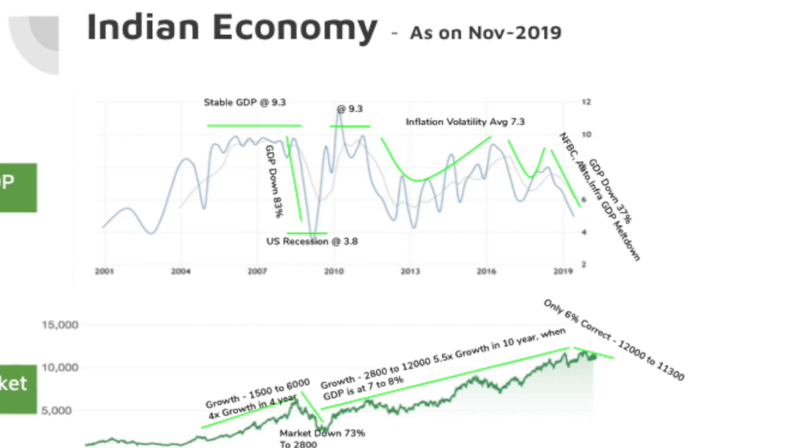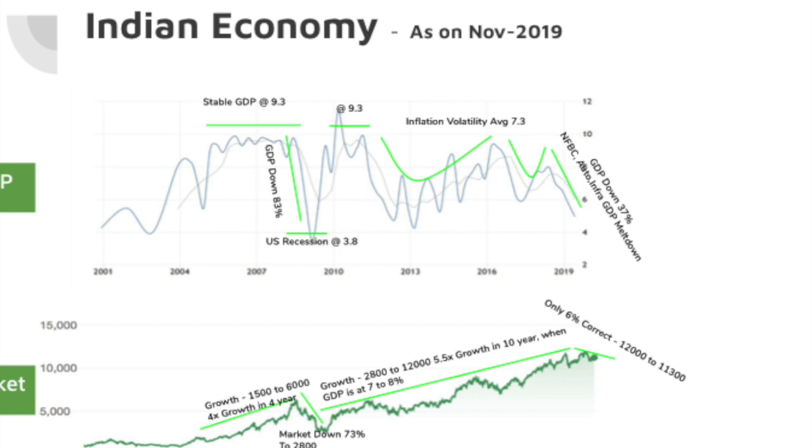But if you go back to 2008, when we had the US recession, our GDP number went down drastically, by 83 percent, and we actually saw an equivalent 73% correction in the market. So this tells us that our market has not been corrected even though our GDP is going in a downtrend. But the next question we have in mind is, are we heading towards a correction?